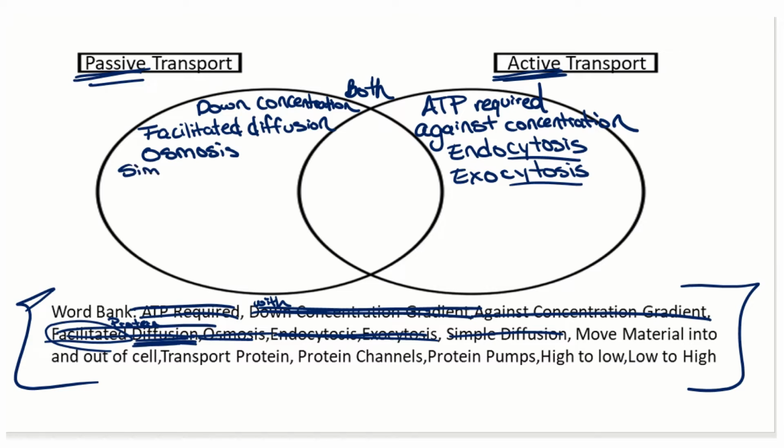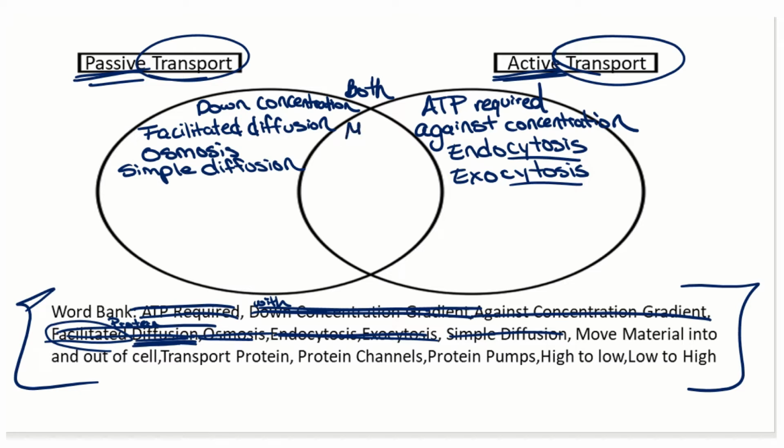Simple diffusion would be passive transport because of that diffusion part. Simple means that there are no proteins being used here, okay? But again, there is no energy needed as well. Then it says move material into and out of the cell. Well, keep in mind that they are both transports, and they are both transporting things into and out of the cell. So that would go under both. Move material into and out of cell. So let's scratch that out.